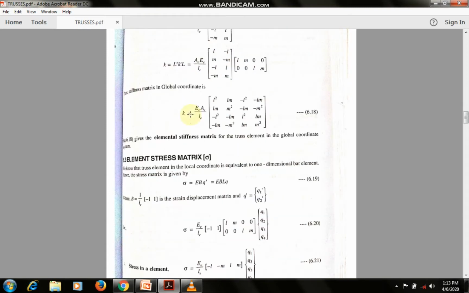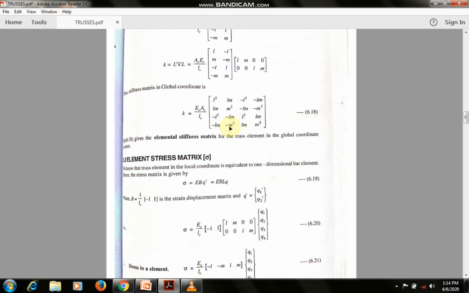Now this is my stiffness matrix of the truss element in the global coordinate. You have to remember this one. Now how to remember this one? L square, M square, L square, M square. It happens like this, and in the upper part of the principal diagonal, you will be having LM, LM, again LM. Similarly, again you start with L square, M square, again you start with LM. Now the elements below the principal diagonal also repeat the same elements here. And you have to remember that these 4 elements on the upper right will be having negative signs, and these 4 elements below the principal diagonal will also be having negative signs here.